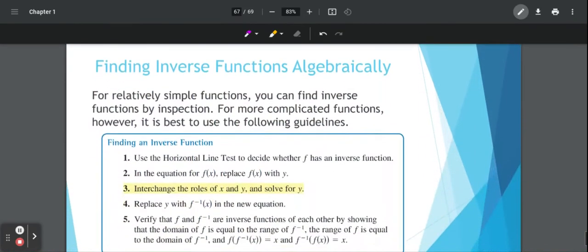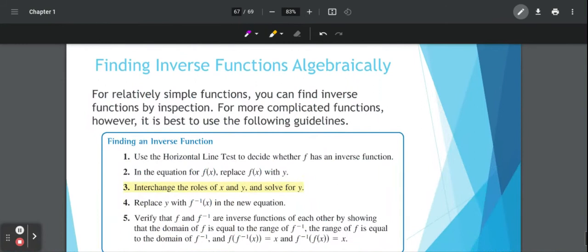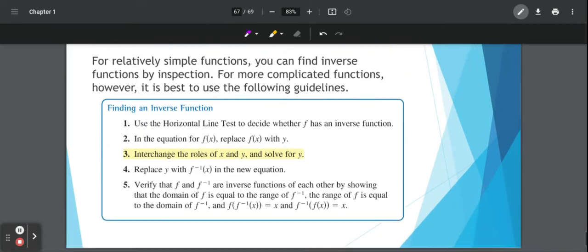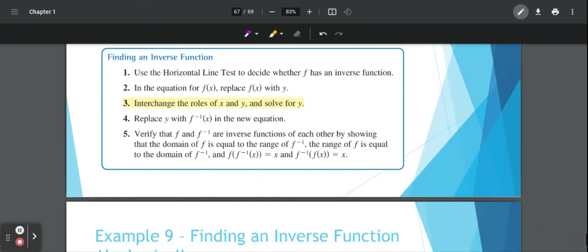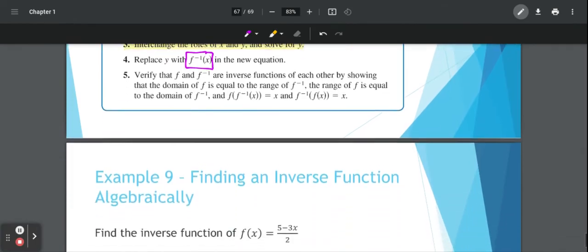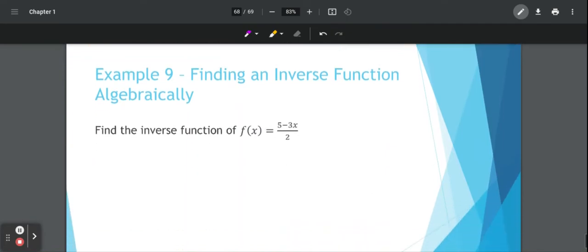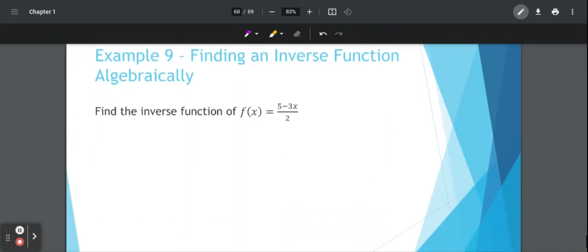All right, and so we did this a little bit already, but to find an inverse algebraically, you will switch your x and y, and then solve for y. And then remember, instead of saying y equals, you need to go back to whatever the function's name was and use the inverse of that function as the final part of your answer. So if we need to find the inverse of this function algebraically, first we'll start by saying y equals 5 minus 3x over 2.